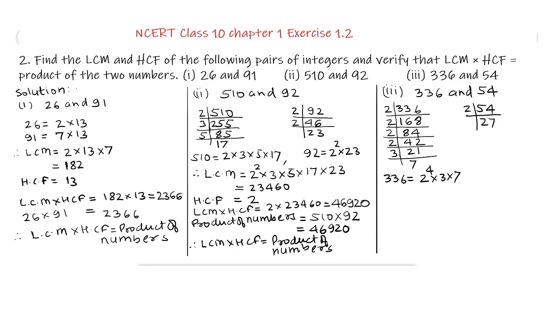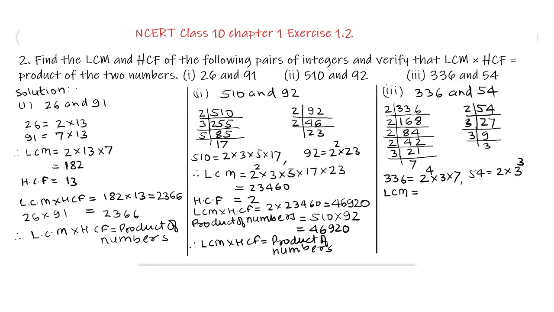54 when divided by 2 gives us 27. Now this is not divisible by 2. We divide it by 3. On dividing 27 by 3 we get 9. 9 is again divisible by 3. So 3 times 3 is 9. So our factors for 54 are 2 multiplied by 3 to the power 3.